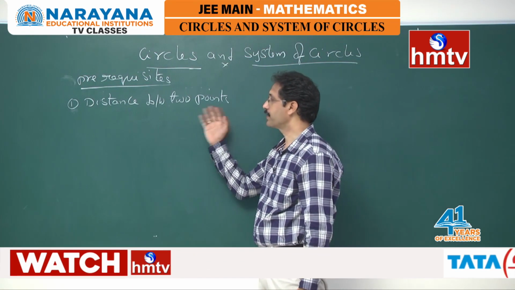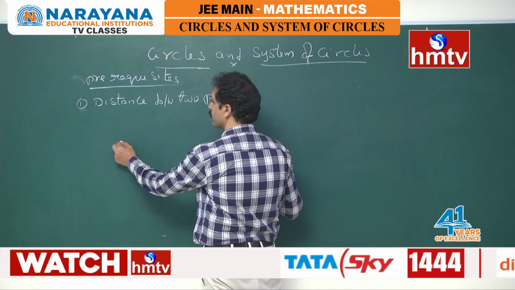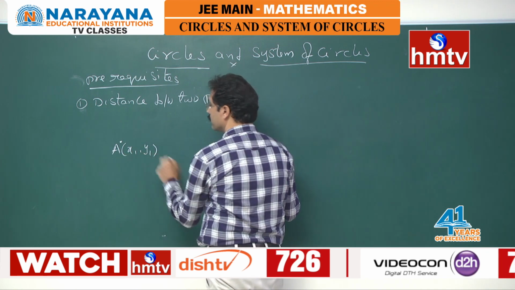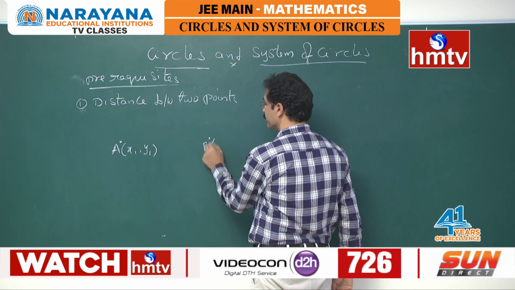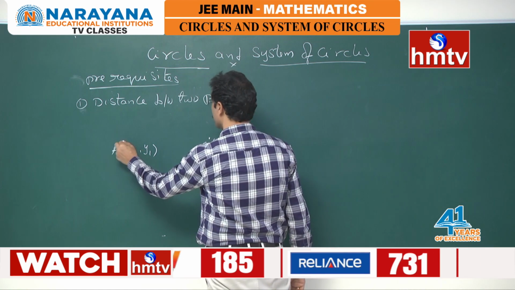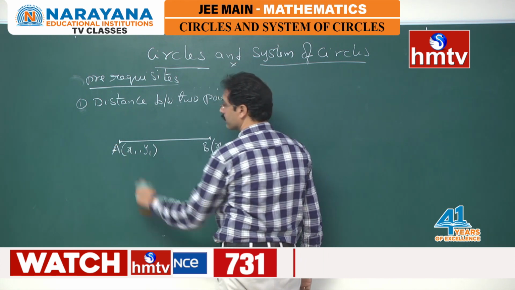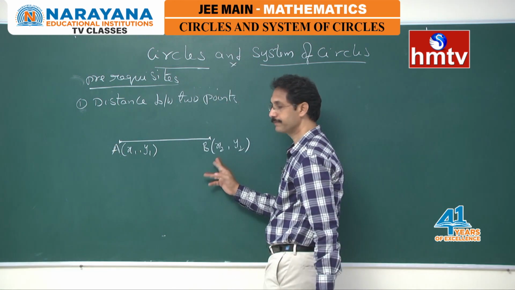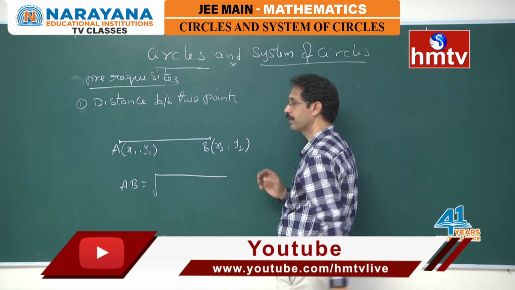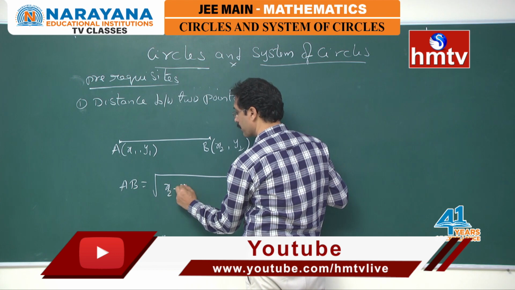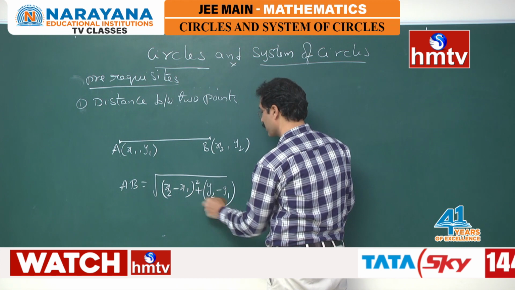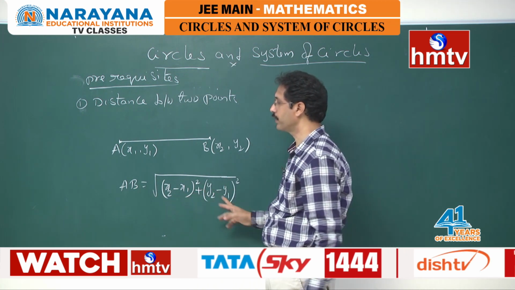Let us discuss distance between 2 points. If I take 2 points A (x1, y1) and B (x2, y2) in the plane, then by joining them you will get a line. Now, distance between these 2 points is AB equal to under root of (x2 minus x1) whole square plus (y2 minus y1) whole square. This is our distance formula, that is distance between 2 points.